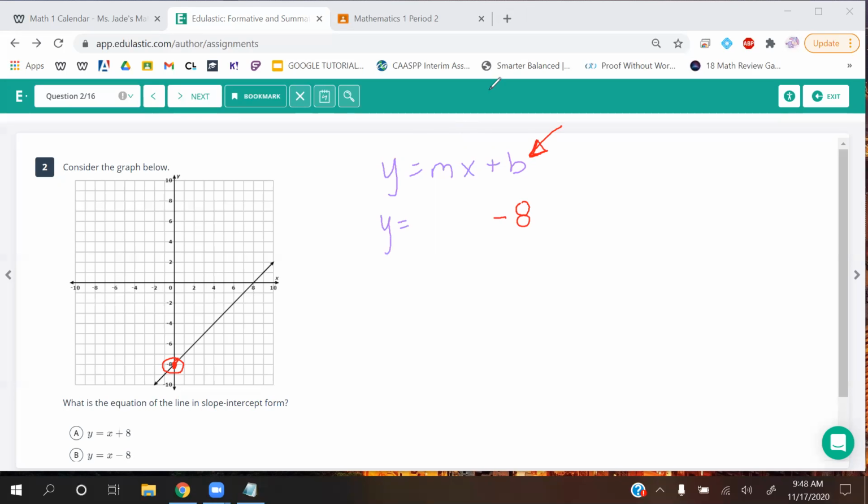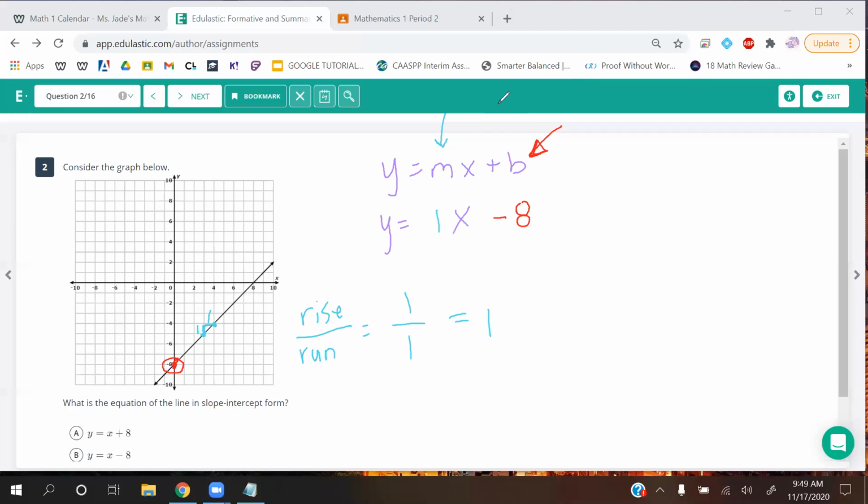Let's fill in the rest. Over here our m is the slope. The slope is on the triangle, on the line, you can count from one point to another, and you can see that we go up 1, right 1. So slope is rise over run. If we go up 1, that's a rise of positive 1. We run to the right 1, so that is a run of positive 1. So 1 divided by 1 is 1. So our m value is 1.